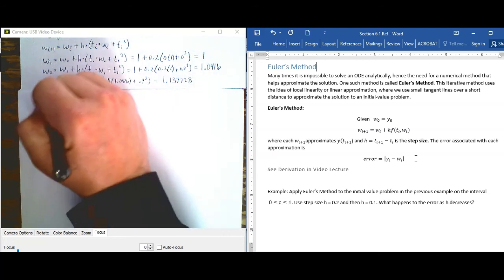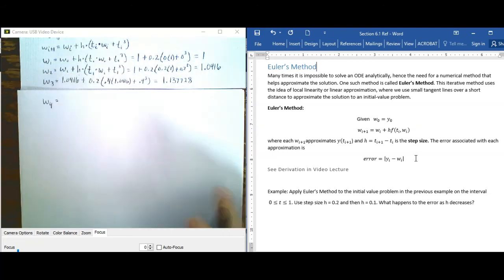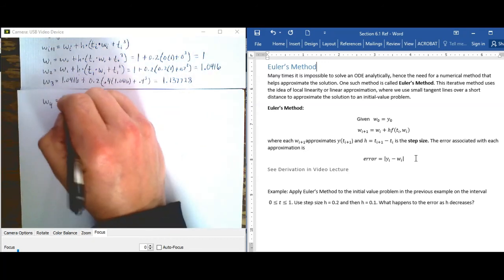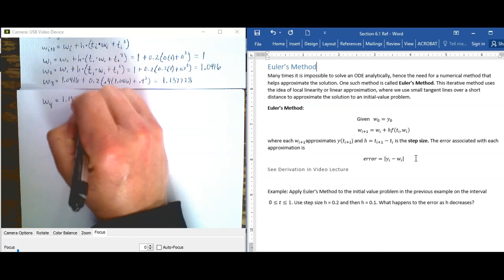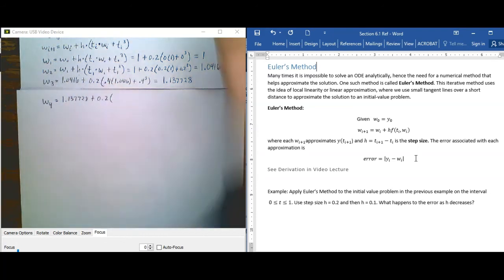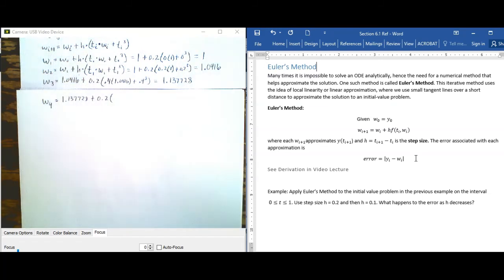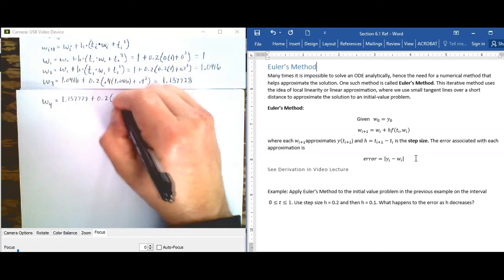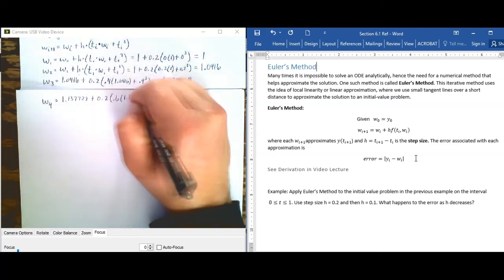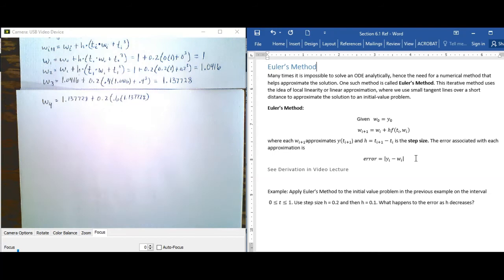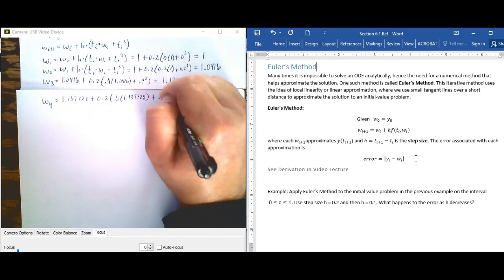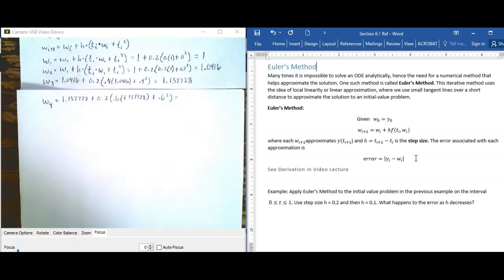Continuing on, W4 would equal the previous value, 0.2 times. Now our next T is 0.6. See what that gives us.